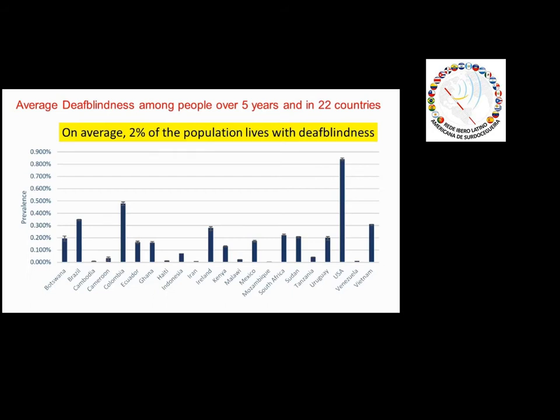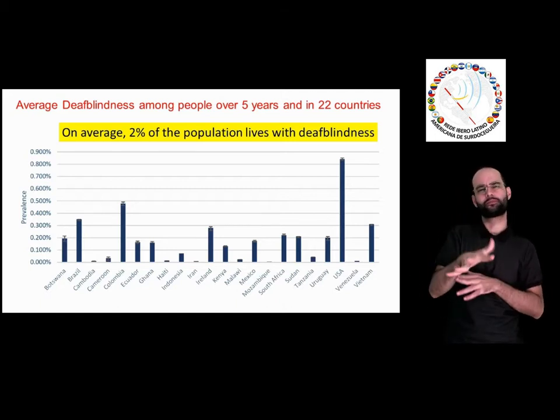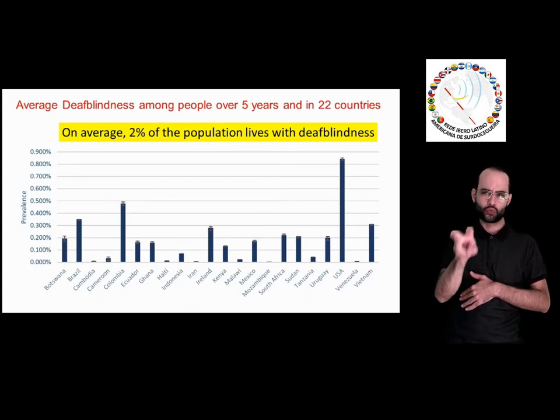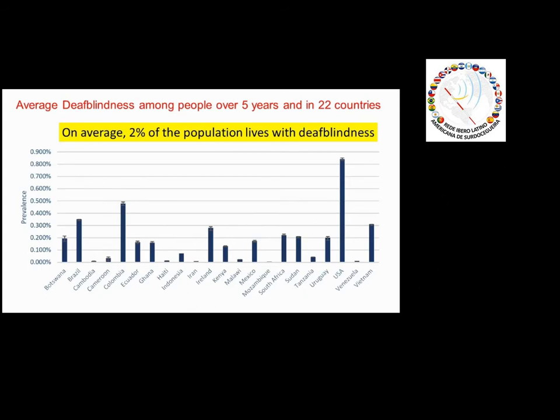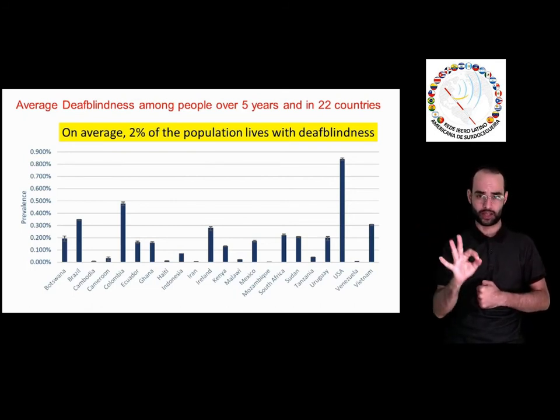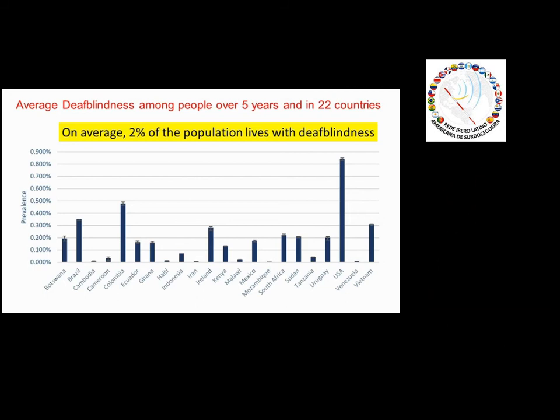Sixth slide. On the top, in red ink, centered, it says: Average deafblindness among people over 5 years old and in 22 countries. Right below, in black ink in a yellow background, is written: on average, 2% of the population lives with deafblindness. Below is a graphic. Vertically is written prevalence and the numbers in percentage.